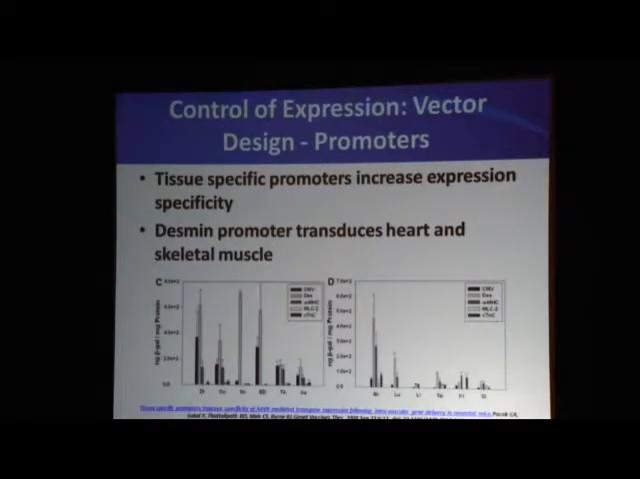Another level of control you have is your choice of promoter. Tissue-specific promoters will increase expression specificity and help restrict it to the tissues you're interested in. We did another study a while back comparing a lot of different promoters that we suspected would work well in the heart. We were interested in those that would work well only in the heart, as well as trying to find something that would work well in both heart and skeletal muscle, which would be useful for Barth syndrome. We found that the desmin promoter really does a good job of transducing both heart and skeletal muscle.